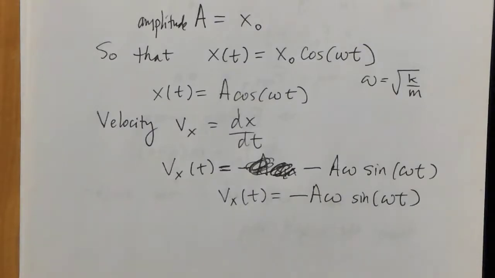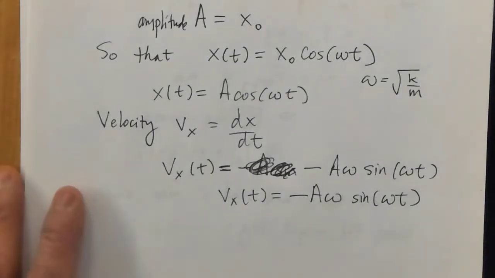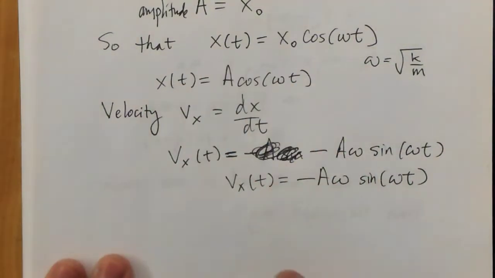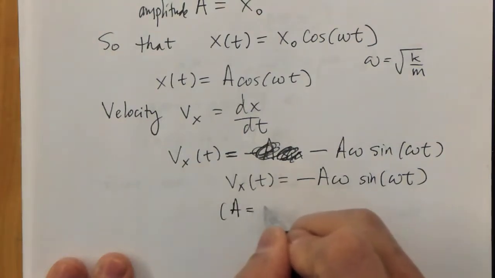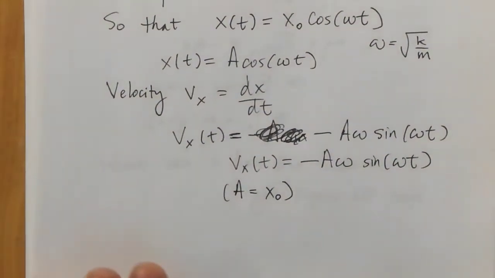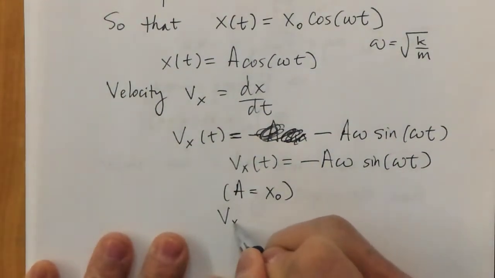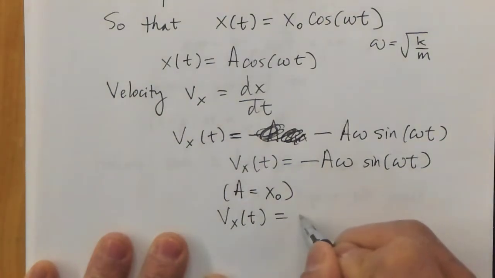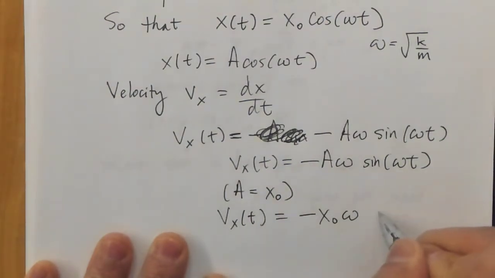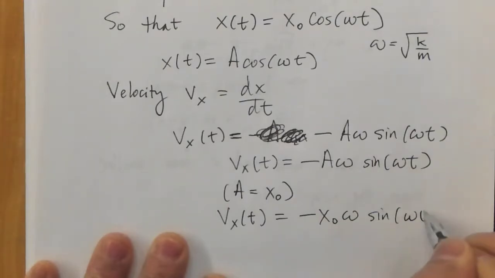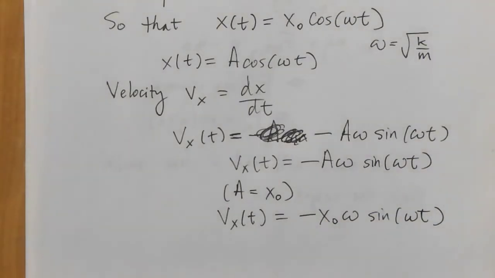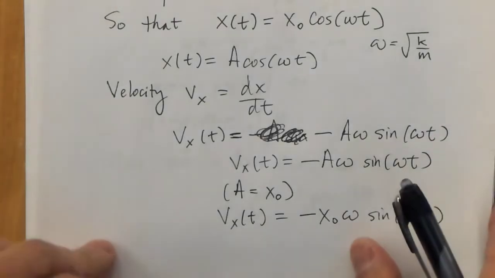Questions about this? All right, so then we can plug in, if we say that a is equal to the initial position, then we would get v sub x of t is minus x0 omega sine omega t for this particular case. Questions?